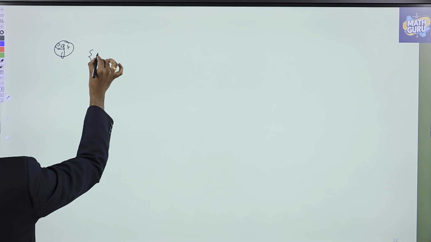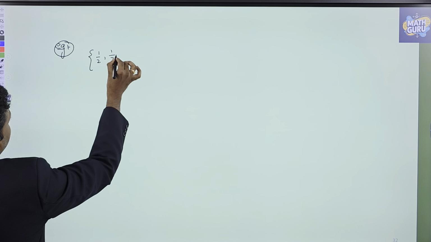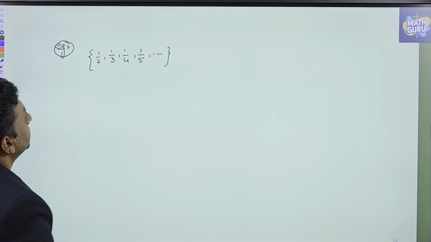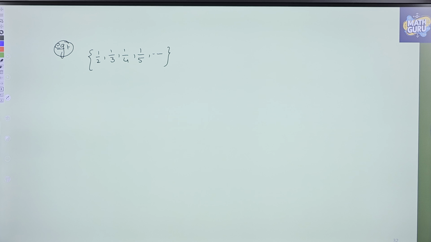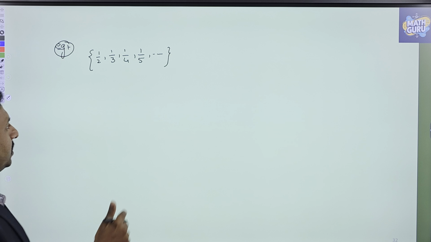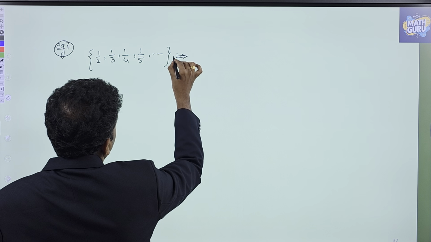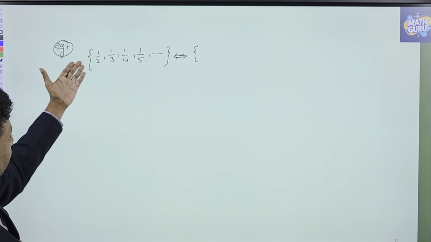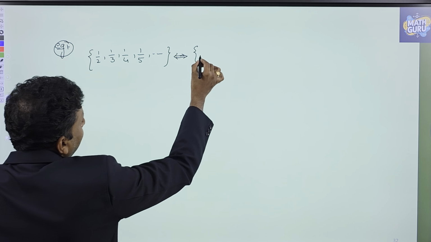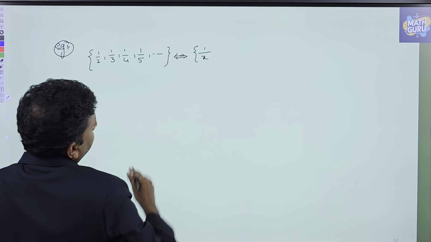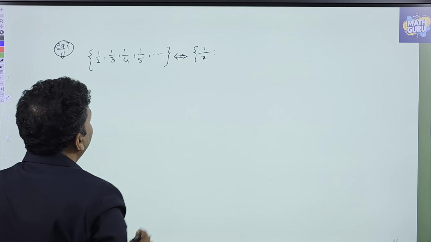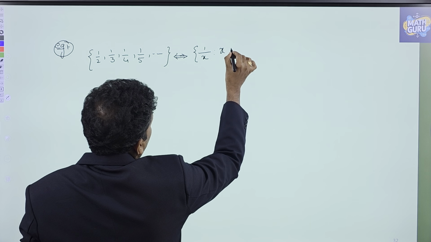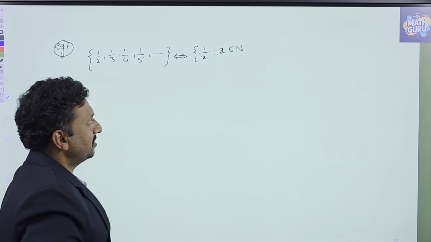So for example, you have a set 1 by 2, 1 by 3, 1 by 4, 1 by 5, and so on. So let us take this infinite set. So this is a roster form. So how do you write it in set builder form? So this can be written as a set containing, you have to observe the pattern. So can you see that the pattern is 1 by something? So all the elements are of the form 1 by x, such that x belongs to natural numbers, right?